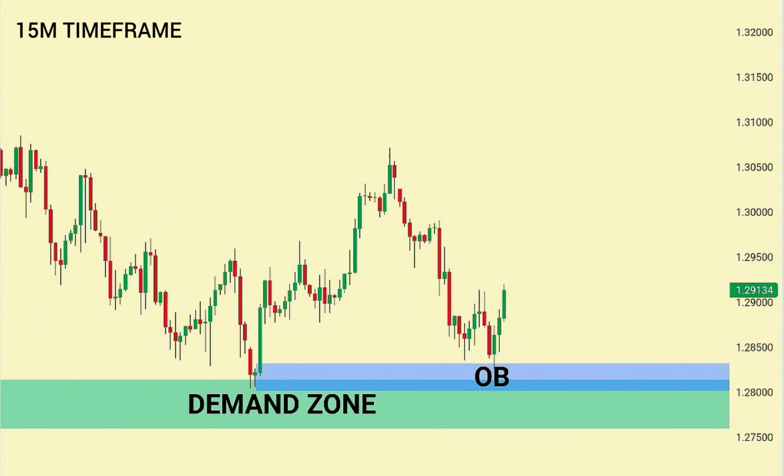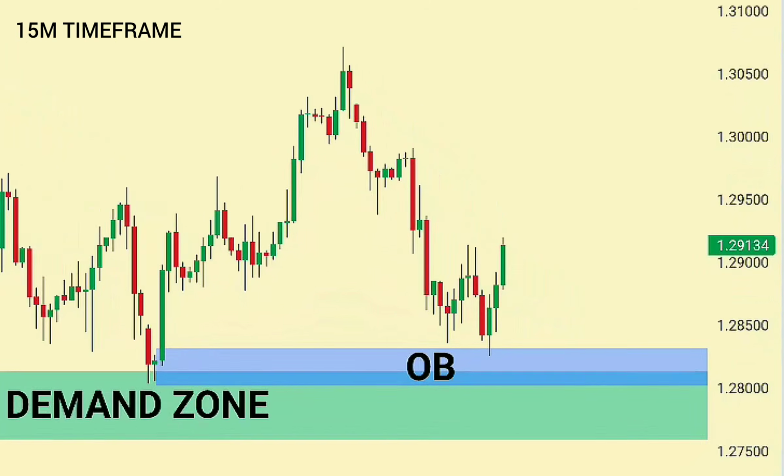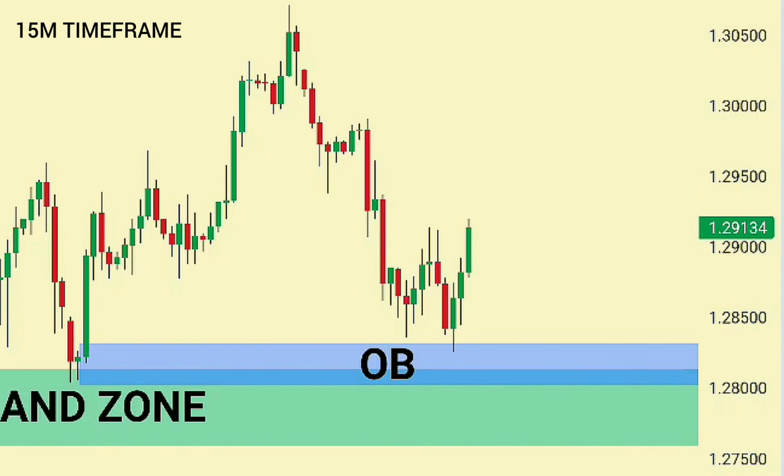Now comes the part where most beginners make their biggest mistake. The moment price reaches the order block, they enter a buy trade without waiting for any confirmation. But think about it for a second. Just because price has returned to an area where buyers were strong in the past, does that automatically mean they'll be strong again today? The answer is no. That's why we don't rush into the trade.